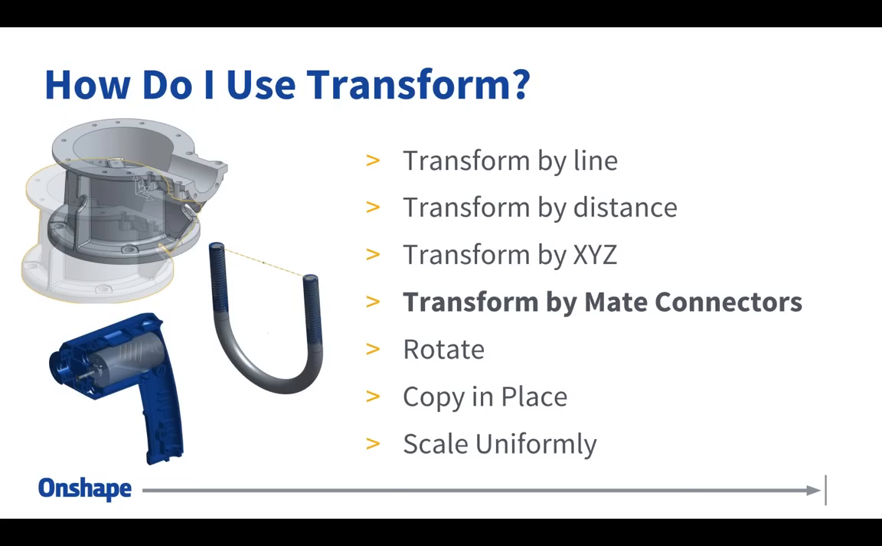Now, there are other options within the transform command, like rotate. If you just want to rotate a part around, you can do that. You can also just simply copy it and create a copy in place. And that, of course, like the name implies, gives you a copy of your part or parts in the same exact position as the originals. And then finally, scale is also inside of the transform command.